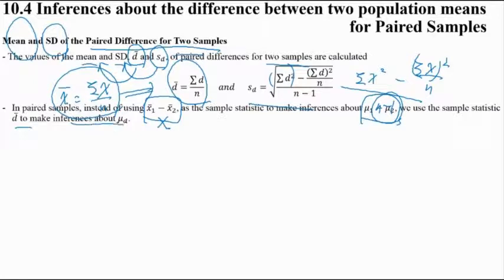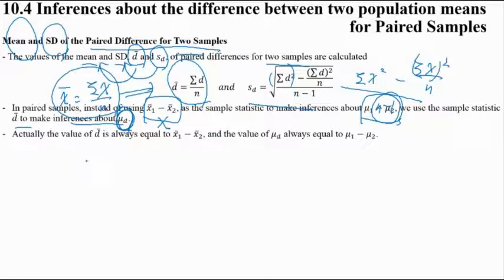Reference mu D. One more time, we're going to use D, so this one is mu D. Mu is the mean, D is the difference, and the bar means the sample. So the value of D bar is always like that, and mu D is always like that. D means difference.